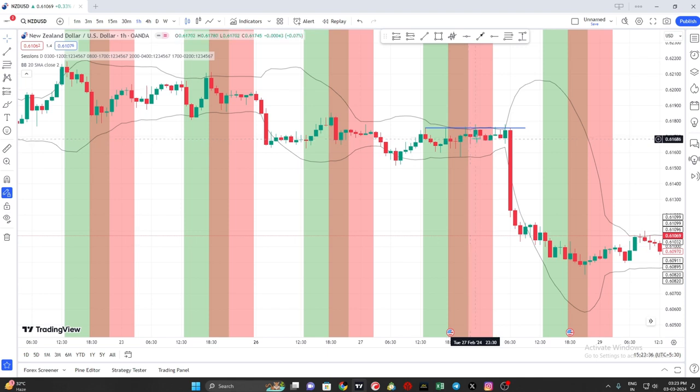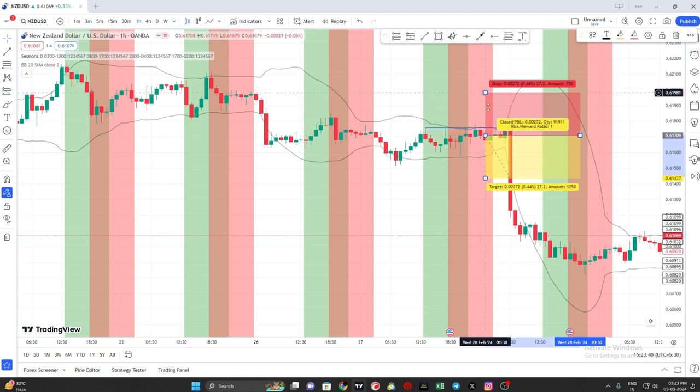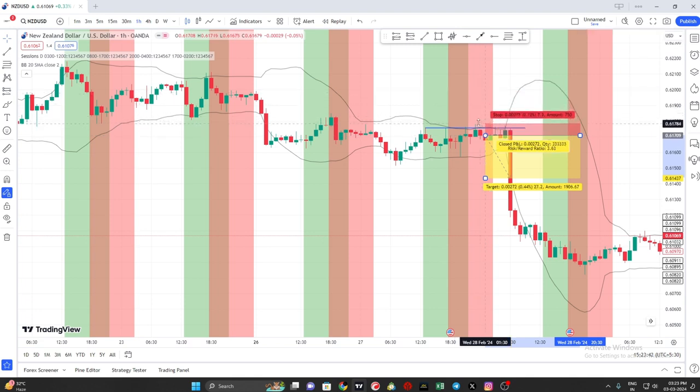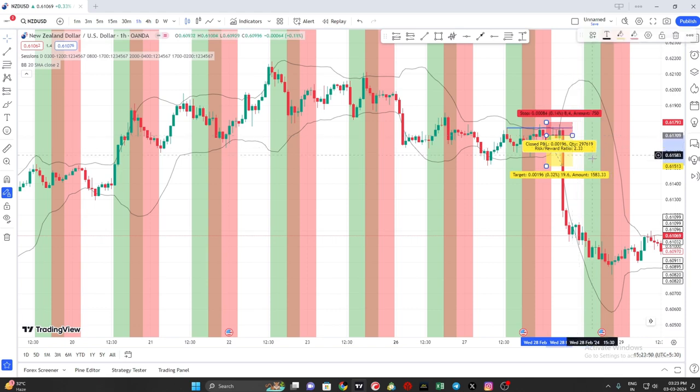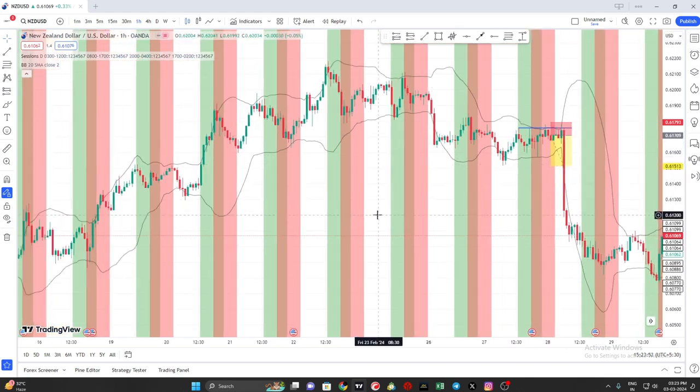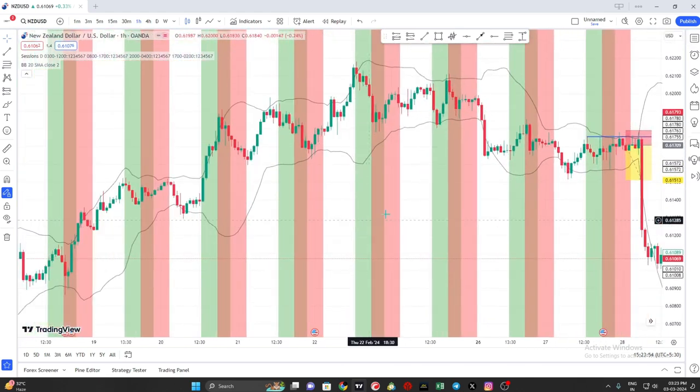So here we can see that we have a red candle and we will simply take our trade here. Our SL will be a little bit above the swing high. Okay. And then our target will be this swing low. So this is a very easy trade that you can take. All right, let me give you another example.